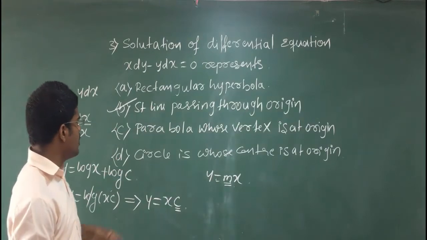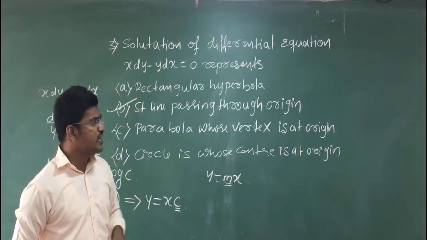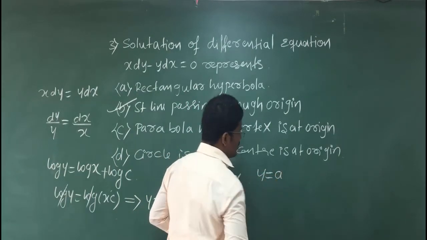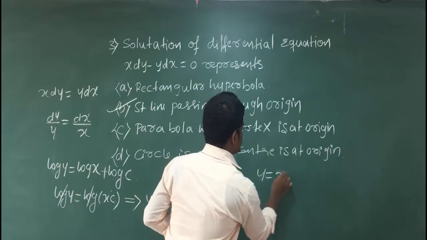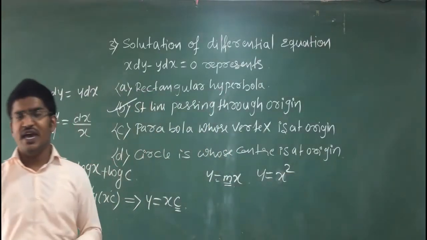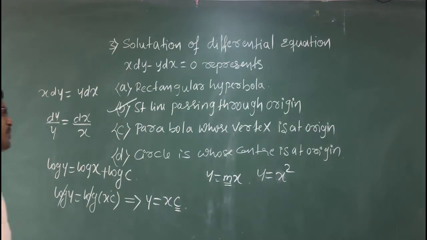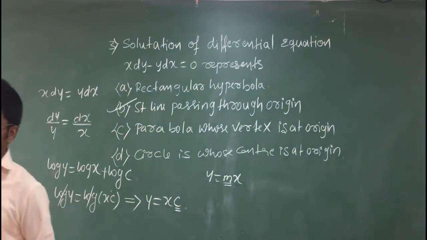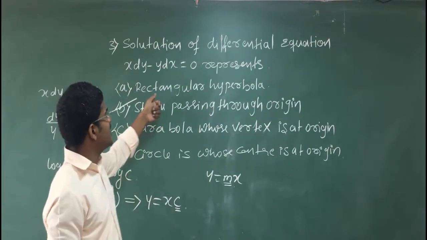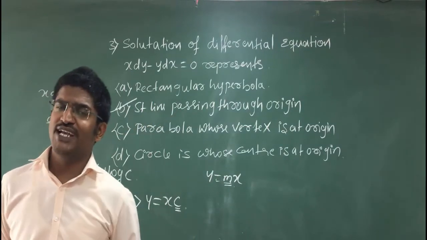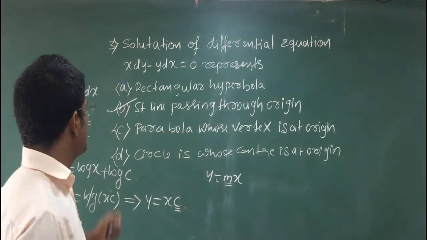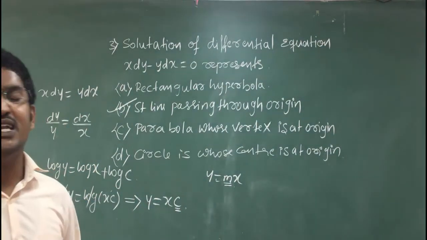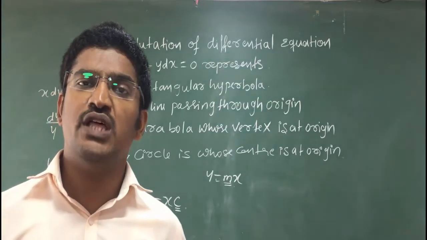If I want to tell you one example of a parabola whose vertex is at the origin, that will be y equal to ax square, or y equal to x square. You can write it as y equal to x square. Clear? So that will be the parabola with vertex at the origin. Like that you can write the equation of circle also and rectangular hyperbola also. So you try to find the equation of rectangular hyperbola, the parabola whose vertex is at origin, and circle whose center is at origin.